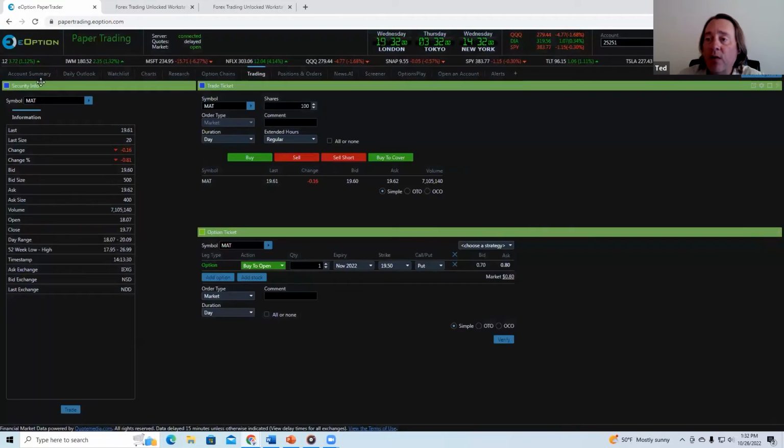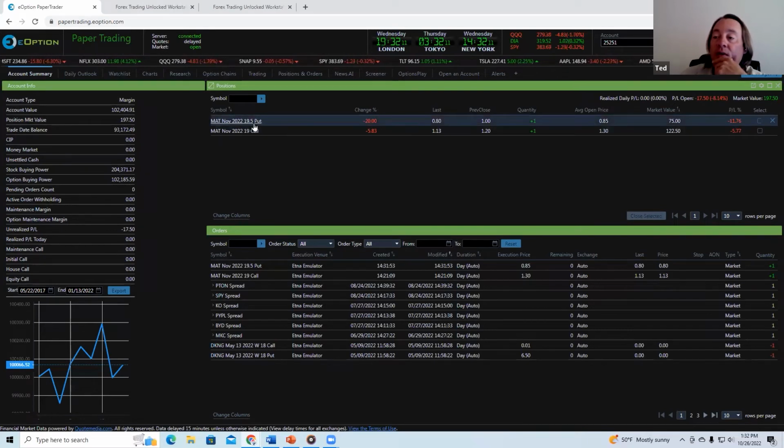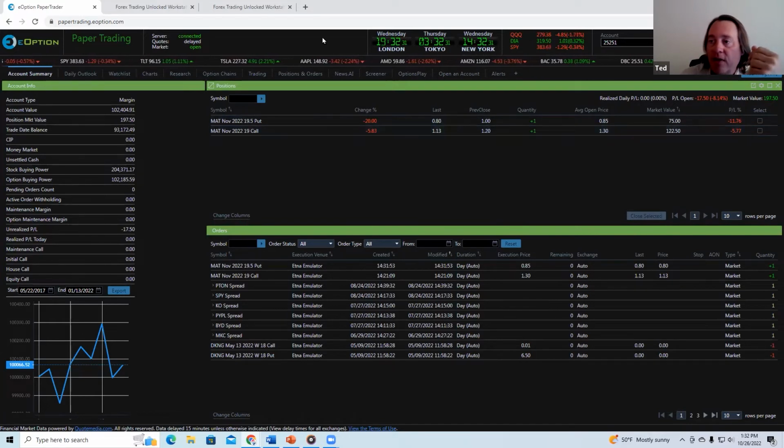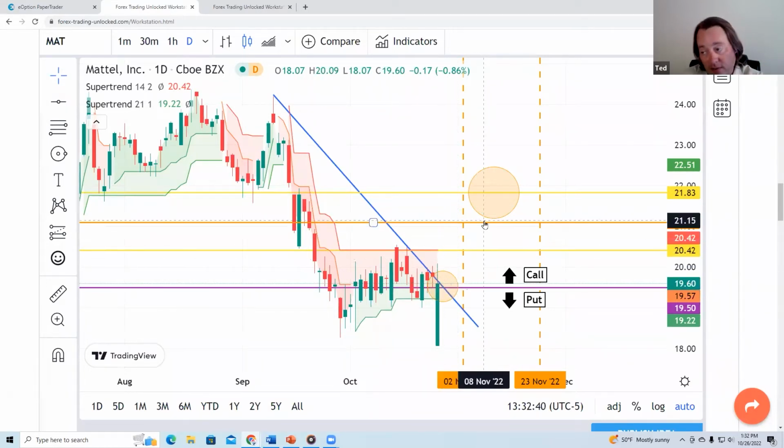Now we go and check out our account summary. We have our call and our put position in here, and we can see the average open price is 85. You multiply times 100, excuse me, not times 10, and that's $85. That's what we paid: 85 for the put and 130 for the call. Now we go back to the chart, and we know that we have a neutral to potentially bullish breakout happening here. If it does happen, we have some target areas.